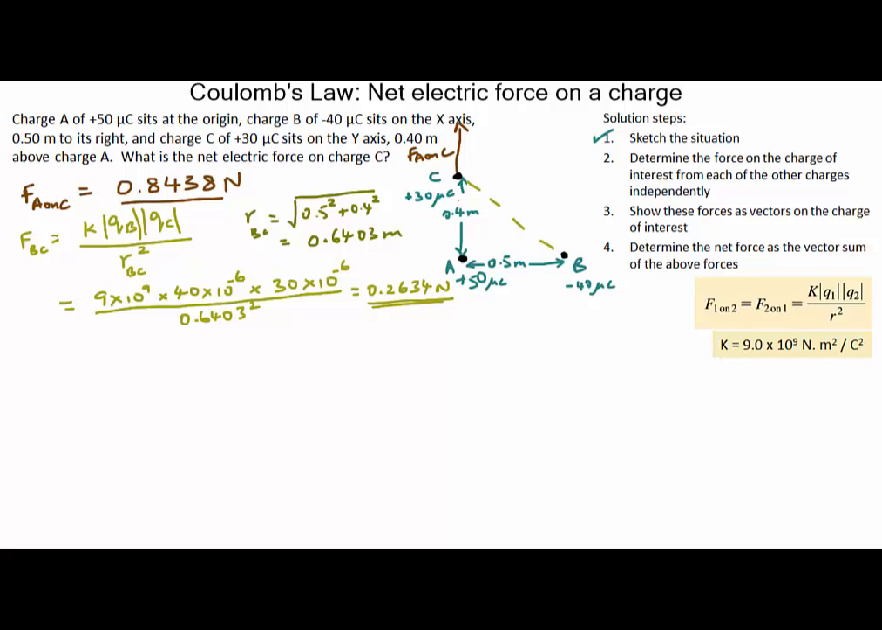Now this equation gives us the magnitude of the force. For the direction, we got to go back to our diagram. So the force is acting on C from B. So the arrow for the force has to start at charge C, and then we look at the signs. C is a positive charge, B is a negative charge, so B will attract C. So the force on C would be toward B.